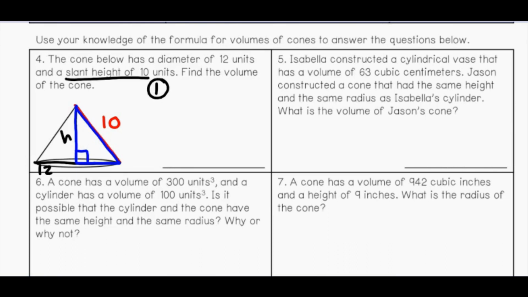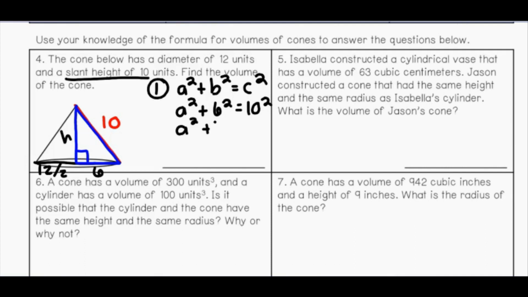We'll take half of 12, which is 6. 6 is going to be one of our leg lengths. Our hypotenuse is going to be 10, because that's your slant height. And now we're just missing the height, which will be one of our missing legs. So if I use the Pythagorean theorem, we're missing a squared or b squared. Doesn't matter which one you plug it into. And we're going to solve for a or b.